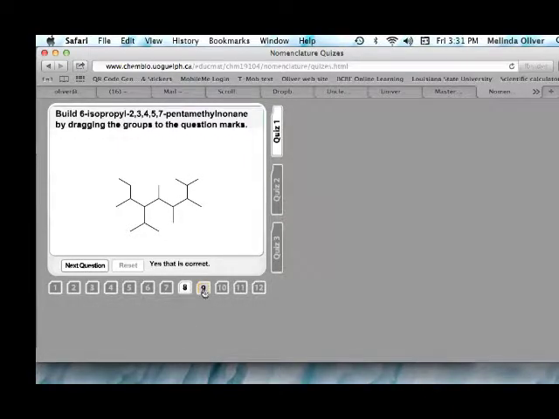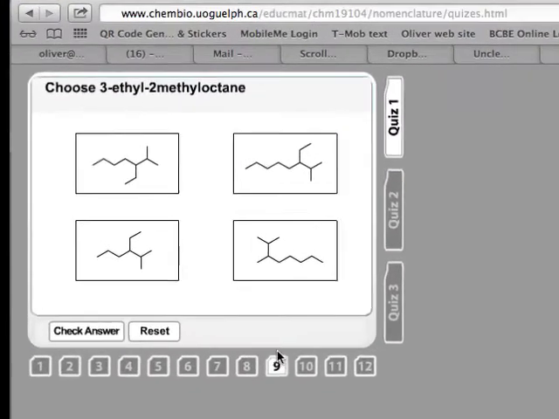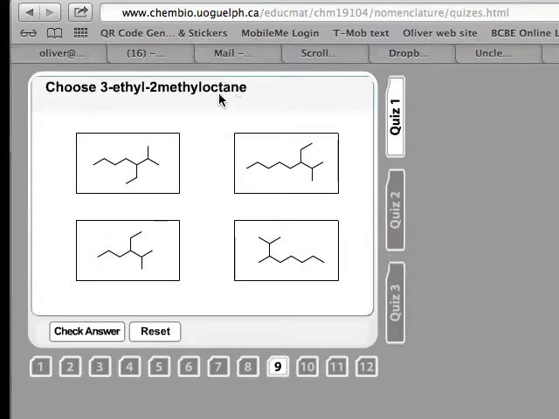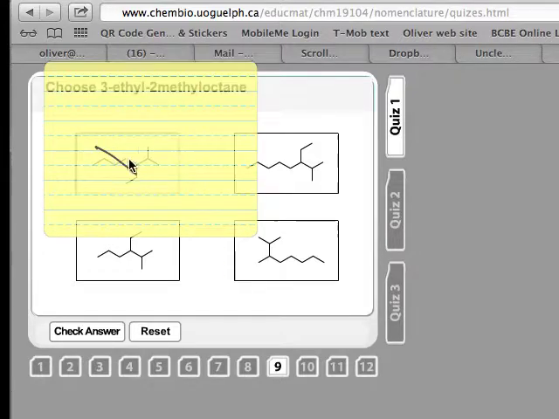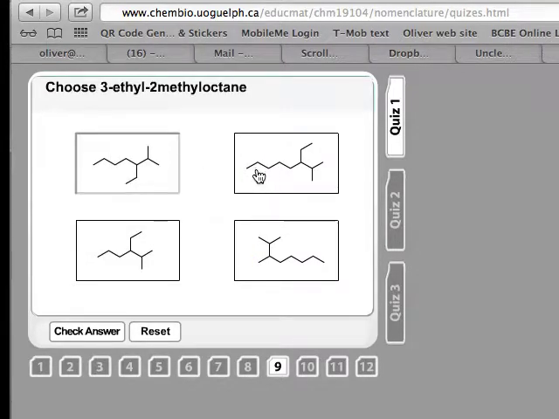Yay! I've just got a few more. Hopefully you're getting the hang of this. Octane is how our name ends. So that means I want an 8 carbon chain. 1, 2, 3, 4, 5, 6, 7. So by virtue of elimination, this one is gone. It is not an 8 carbon chain.